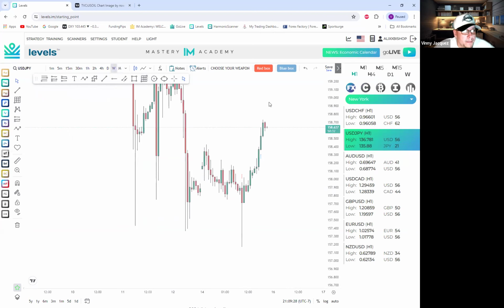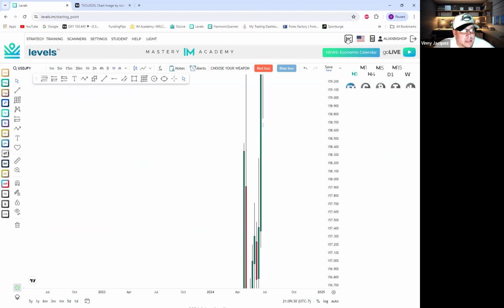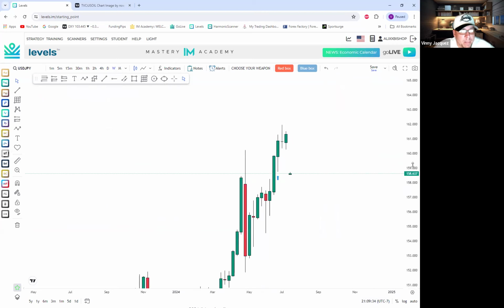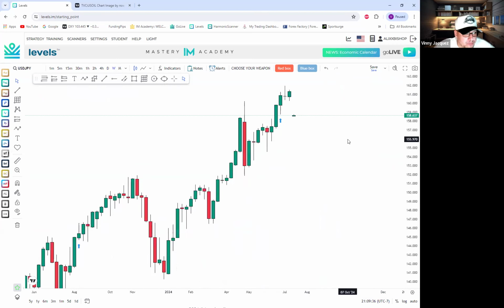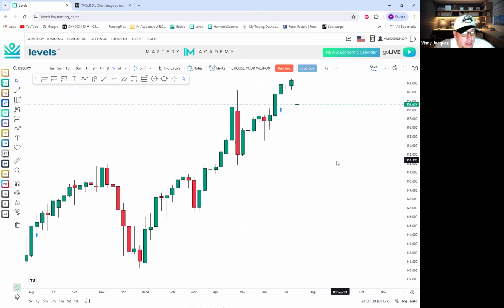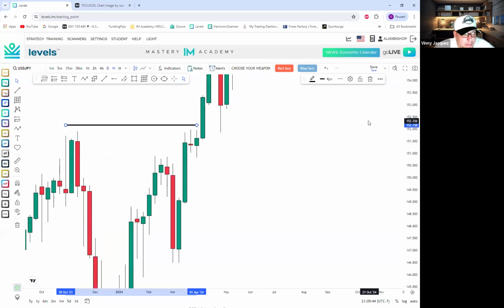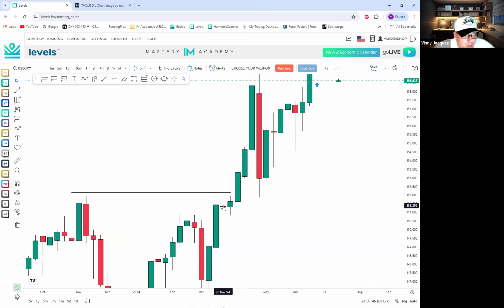USD JPY. We talked about this on Friday too, I believe. Right. So we're on the weekly right now. So let's take a look. Weekly look real quick. We have a break of structure to the upside. Let's see. And actually my last selling candle before the breakout is right here, right? So that was actually taken already. Fire setup.